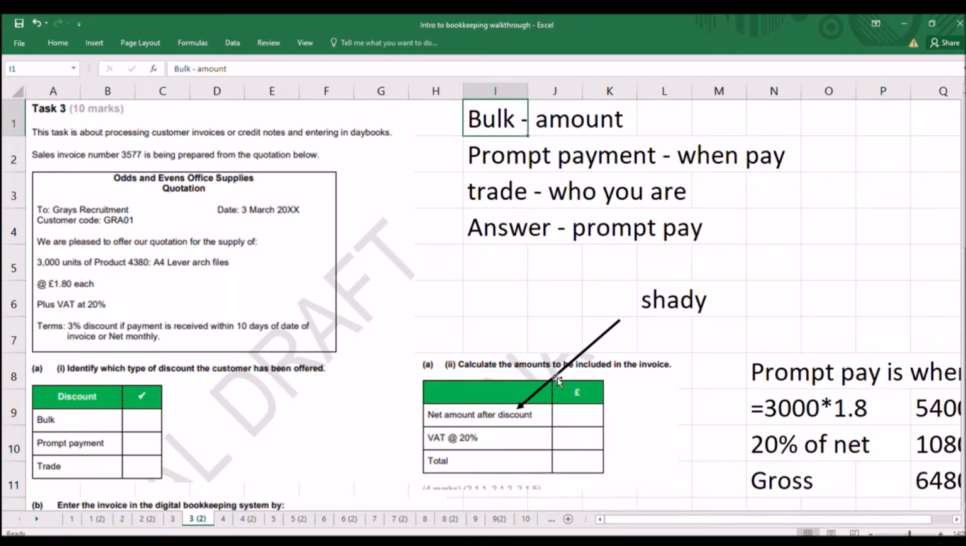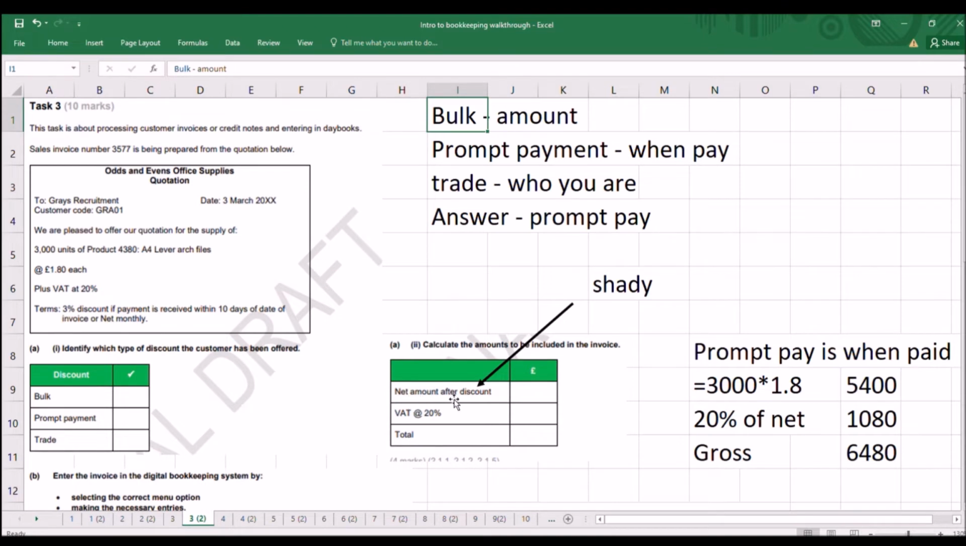Then we're going to calculate the amounts to be included within the invoice. I've seen a little note here saying it's a touch shady, because it says net amount after discount, and really it should have been net amount or net amount after applicable discounts. The bulk and trade discounts would be deducted from the net amount in the sales invoice, but the prompt payment would only be deducted when it's paid, so it wouldn't be deducted from the net here. It'd be calculated and deducted from the sales ledger account and the sales ledger control account when it was actually taken advantage of.